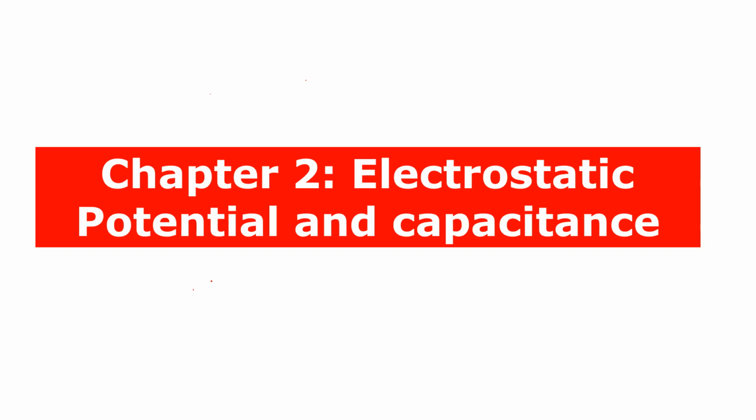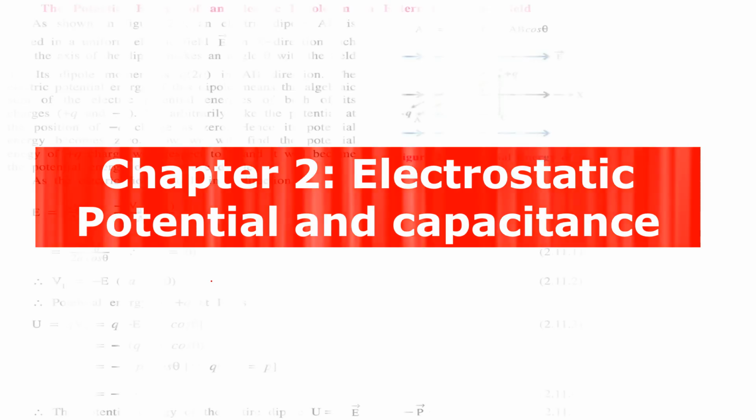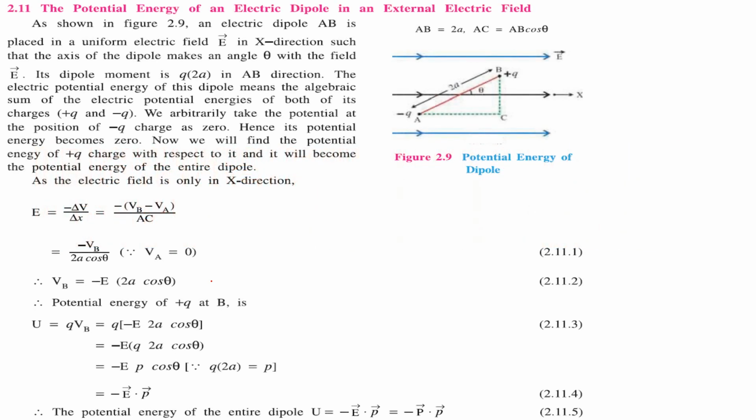We are discussing chapter number 2, which is electrostatic potential and capacitance. The potential energy of a dipole in an electric field.